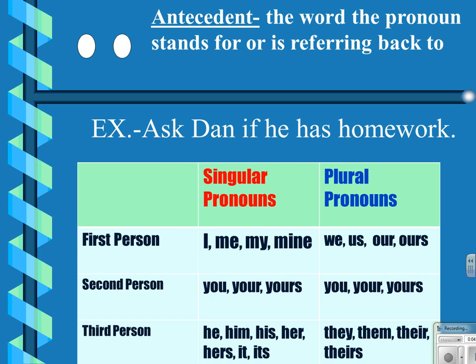First person would be that you are in the story. So you would use words like I, me, my, mine, we, us, our, ours. If you're writing in third person, you're not in the story, so you'd use things like he, him, his, her, hers, it, its, they, them, their, or theirs.